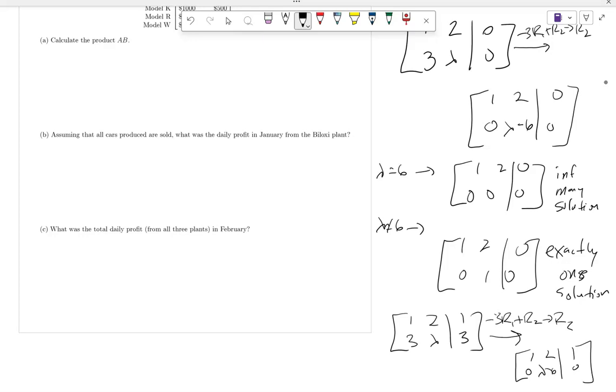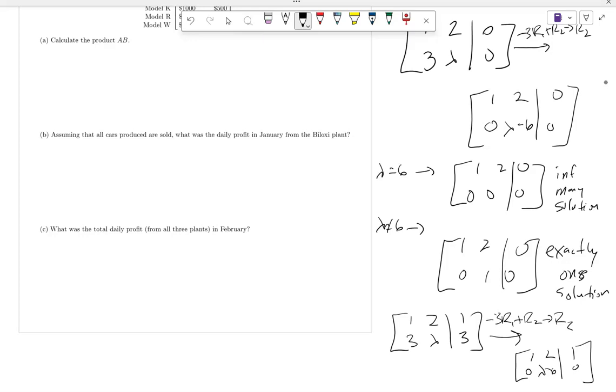So now, same scenario. Your next step would be to try to get a 1 here. When can you not get a 1 there? When lambda equals 6. If lambda equals 6, you get a row of 0. So how many solutions do you get? Infinitely many. If you can divide by it, you get exactly 1. And then there's no way for you to get no solution, because it's going to be consistent either way.